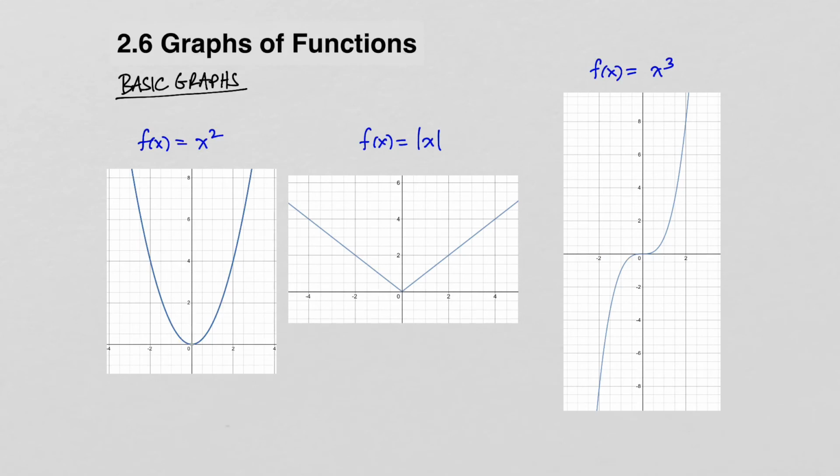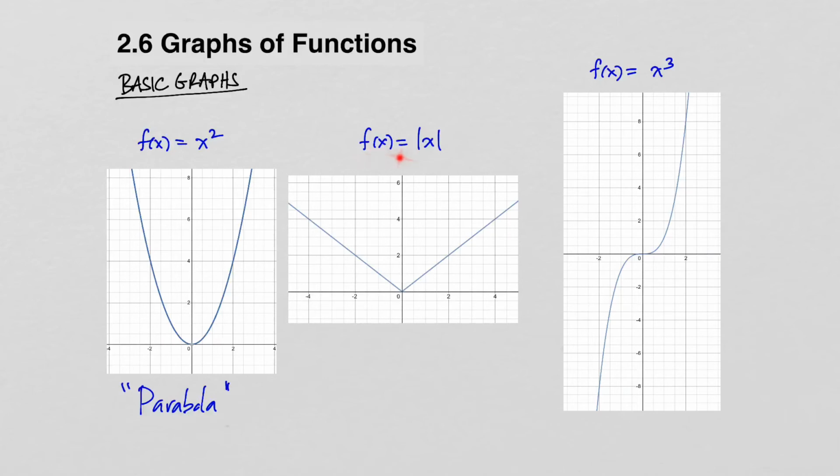All right, moving on to section 2.6, we're going to look at graphs of functions in a slightly different light. So I want to share with you the graphs of 3 important functions. These are basic functions. One is your square function, which is f of x equals x squared. And this is what that graph looks like. It's also called a parabola. And we will talk more about parabolas later in the course.